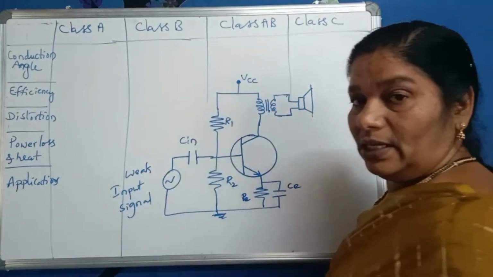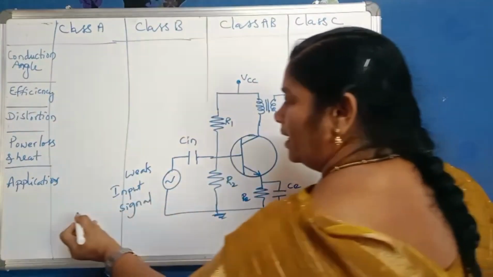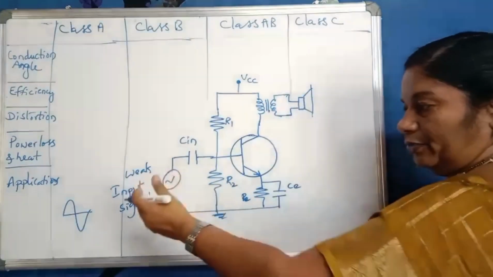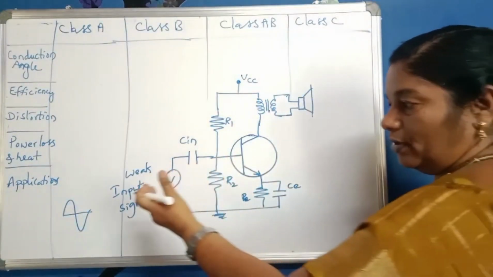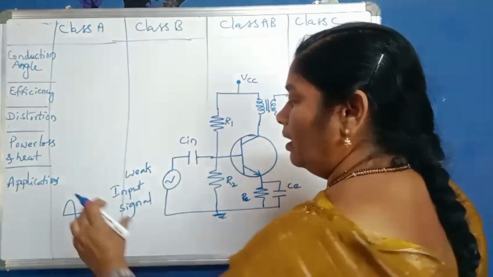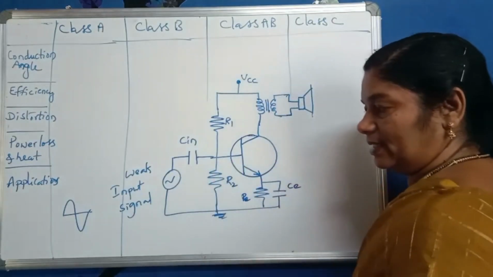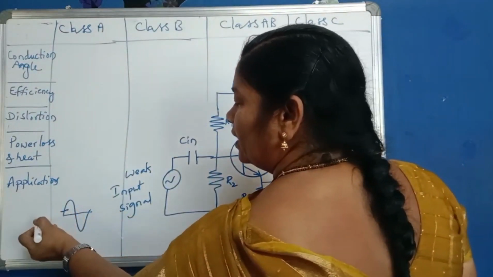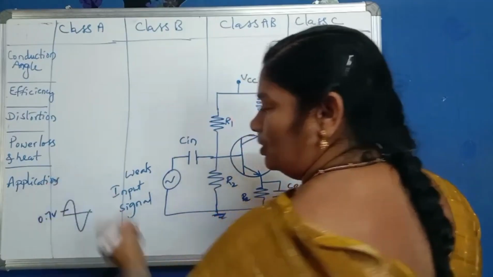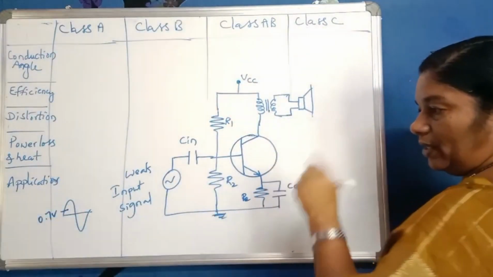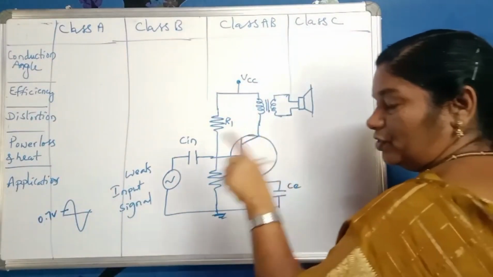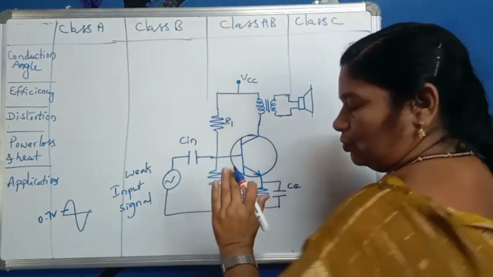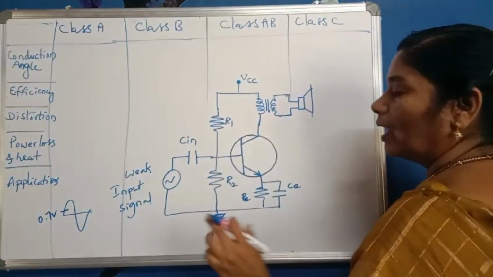The input signal, when you observe it, will have positive and negative waves, both a positive half cycle and a negative half cycle. When it is given to the transistor, at exactly 0.7 volts the transistor is switched on. This is called the switching voltage of the transistor. If you don't have R1 and R2, let us discuss for some time.